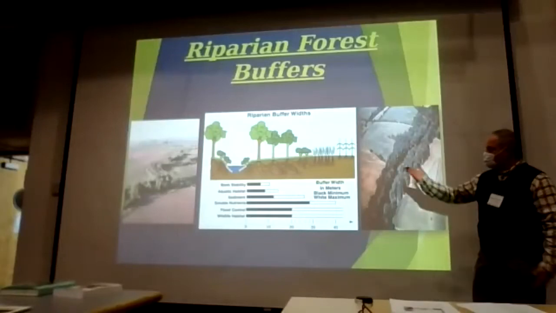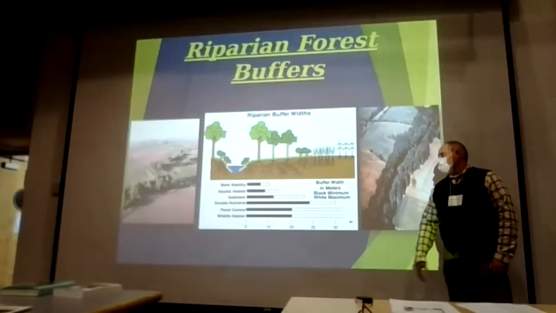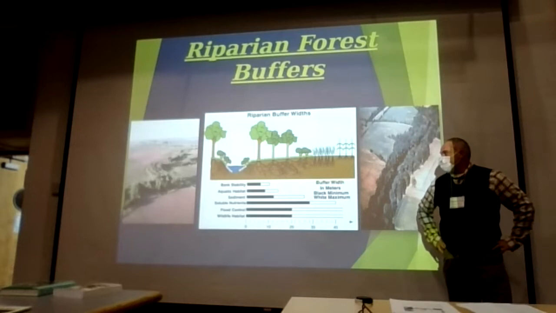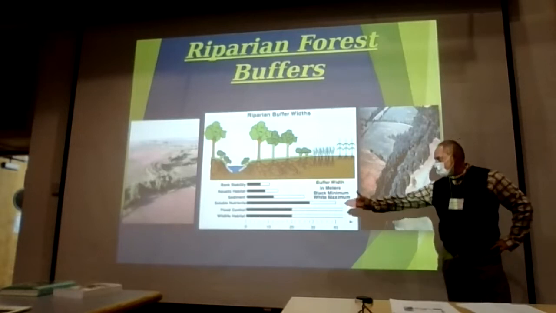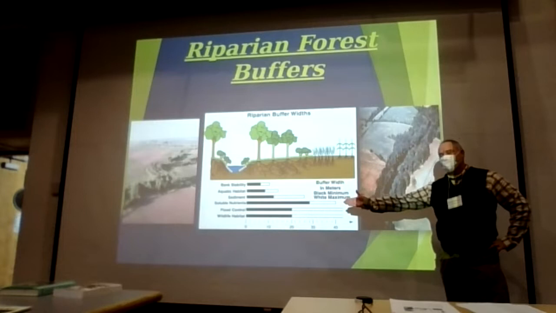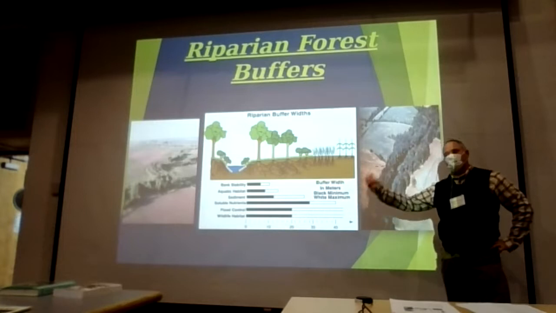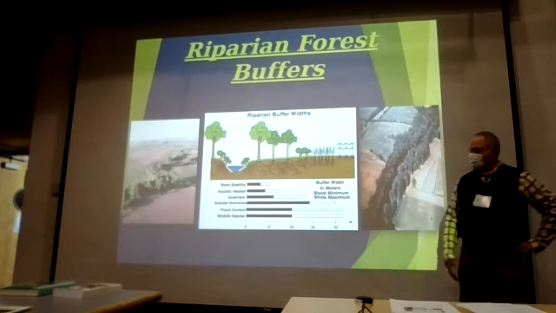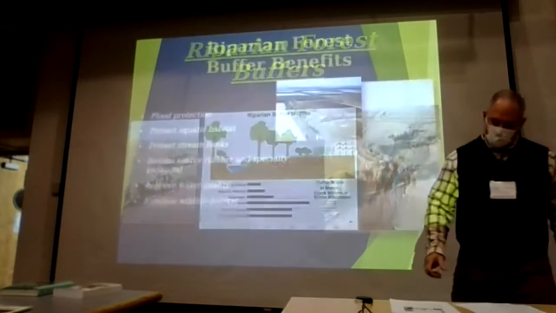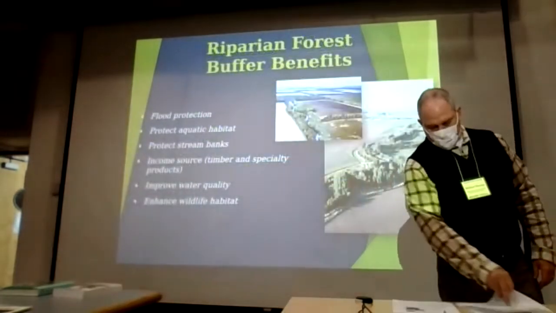But really, you can see that the benefits that riparian buffers can bring, you can really do it in less than 30 feet. Right, in terms of addressing habitat and some bank stability. Next, please.